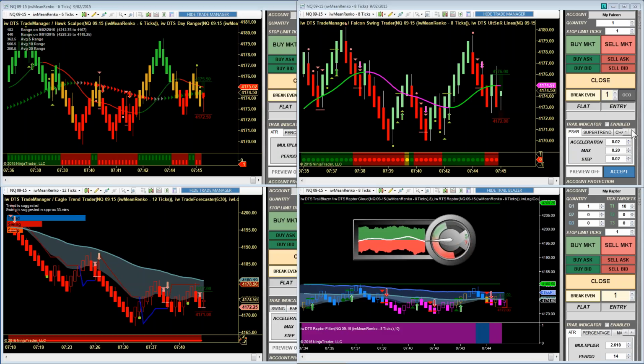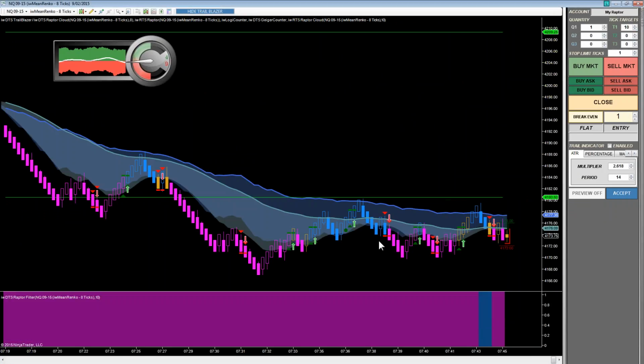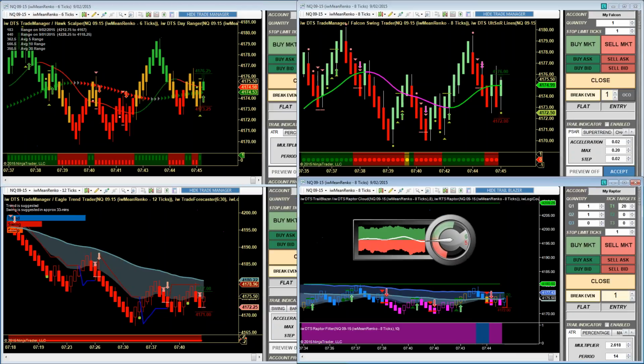Here the Raptor is kind of identifying this whole sideways range also. What you could do is simply bracket that range and trade the market on a breakout higher or lower. Like I said, so long as it stays in there, it's probably pretty evenly balanced.